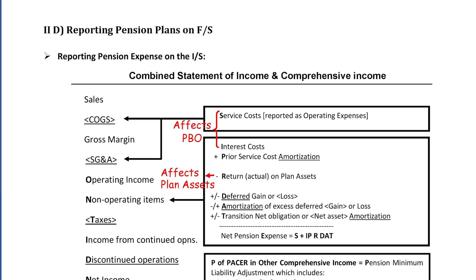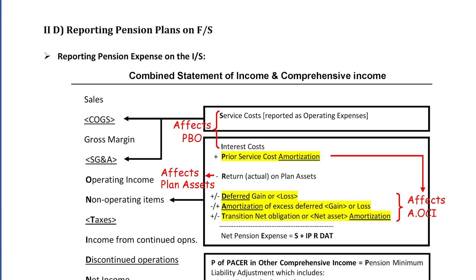So the actual return on plan assets increases the plan assets and it helps us reduce pension expense. Now then we had deferrals and amortizations on our pension expense. So highlight prior service cost amortization, highlight deferred gain or loss, that is deferral, highlight amortization of excess deferred gain or loss, and highlight transition net obligation or net asset amortization. So all these amortizations and deferrals, put a bracket and write affects accumulated OCI. And also draw an arrow from the P of SIP, prior service cost amortization.